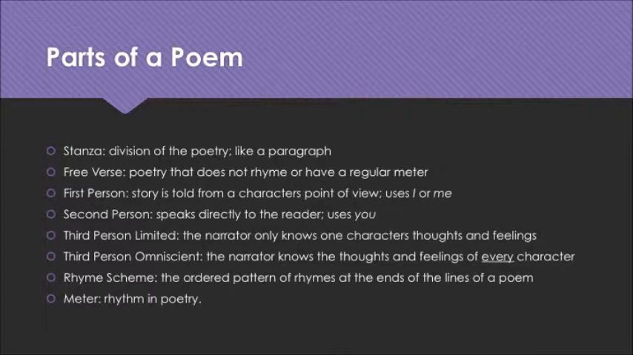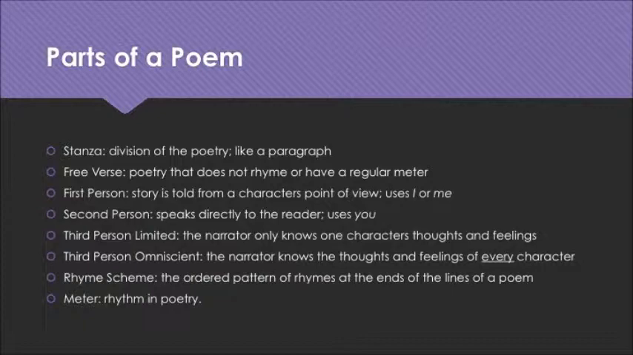Third-person point of view is broken down into 2 categories, limited and omniscient. Third-person limited is when the narrator only knows the thoughts and feelings of one character. Third-person omniscient is when the narrator knows the thoughts and feelings of every character. Rhyme scheme is the ordered pattern of a poem. The last word on the line determines the rhyme scheme. Meter is the rhythm in a poem.